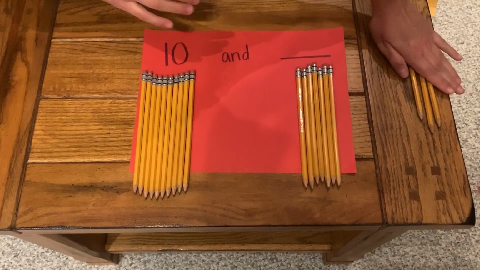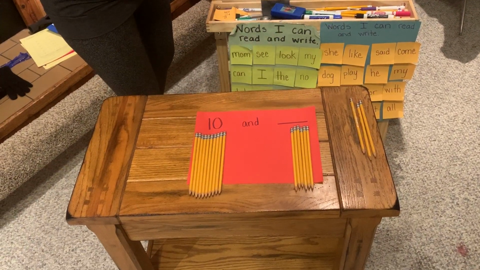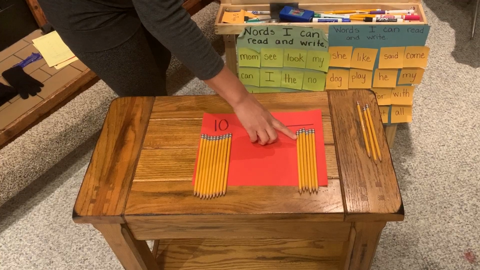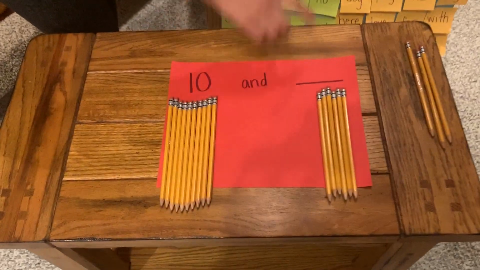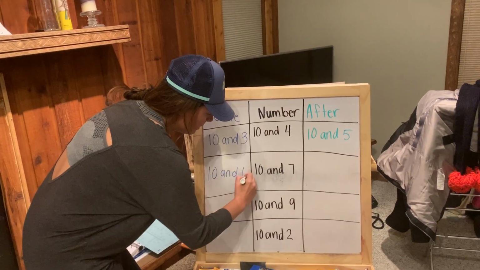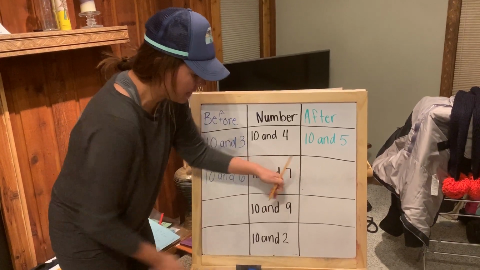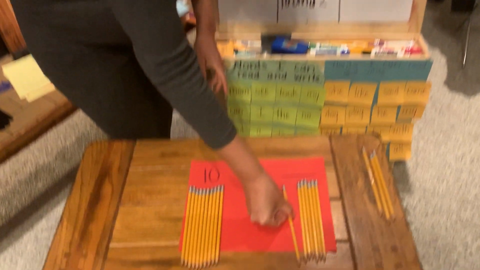I have my extras put to the side so I don't use them. I know that I need to think about before. Before means I'm going to take 1 of my pencils away. And I know that when I have 7 and I took away 1, I should now have 6 left. So my answer is going to be 10 and 6. And I have to remember that I need to get back to that 10 and 7. So I need to put this back down.